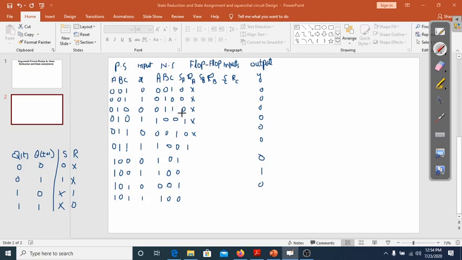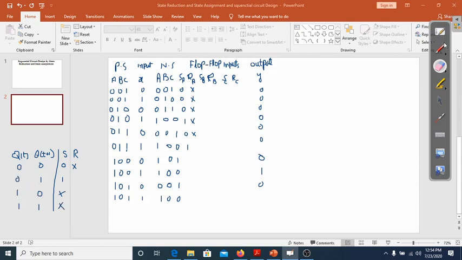So sorry, here we have an error. I'm sorry, I have an error in this excitation table. Sorry, I wrote this for JK flip-flop. Let me revise this excitation table. This is 0 and don't care.